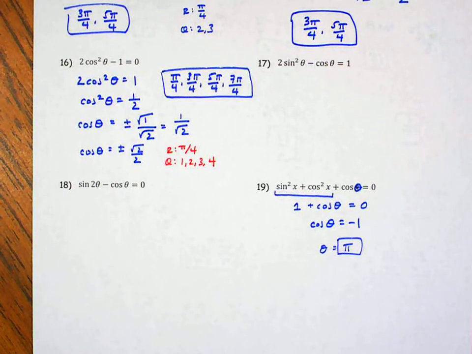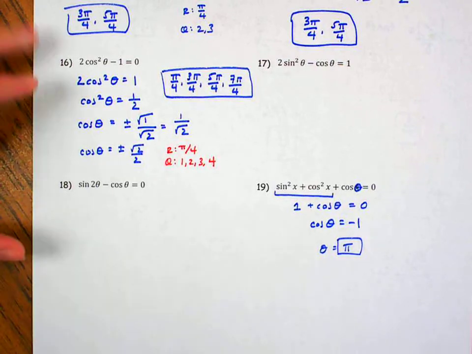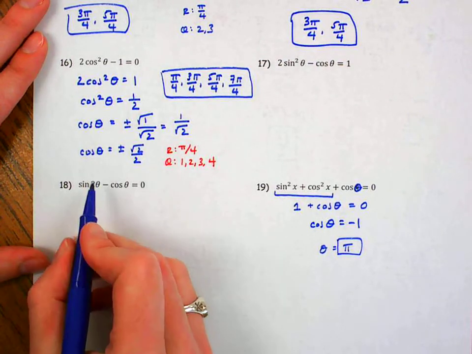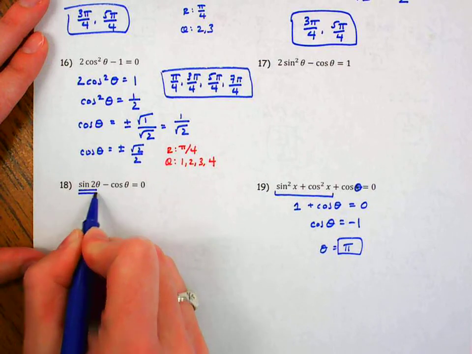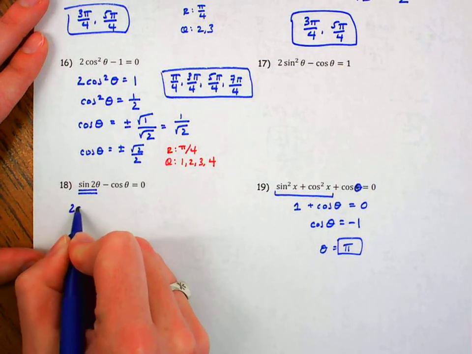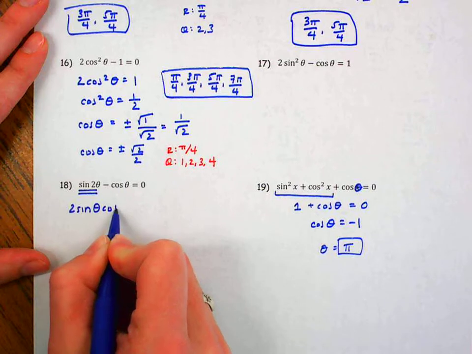Okay, I actually want to do number 18 next. We're going to go backwards for the last couple. I have sine of 2 theta. As soon as I see this, my double angle formula, I need to change that into 2 sine of theta cosine theta.